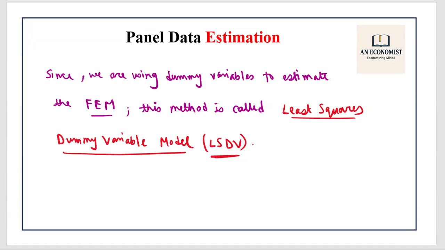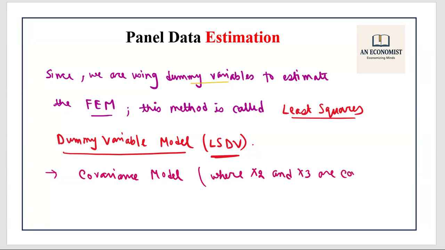Since we are using dummy variables to estimate this fixed effect method, that is why this model is known as the least squares dummy variable model. It has an alternative name also. It is also known as the covariance model. It's better to know the alternative terms also, where x2 and x3 are covariates.